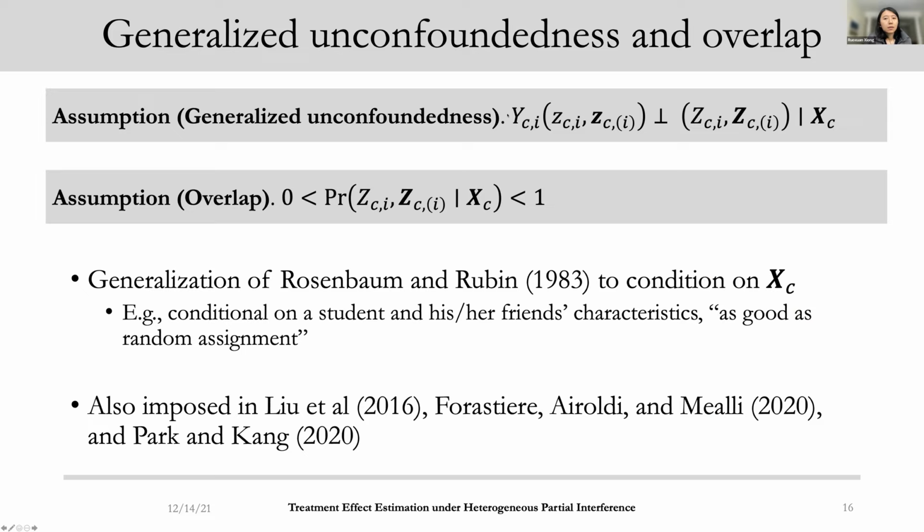but does not depend on the students he or she does not know. For identification purposes, we impose unconfoundedness and overlap assumptions. These two assumptions are analogous to the standard unconfoundedness and overlap assumptions, but are generalized to the setting with interference. They are defined by the treatment assignments and covariates of all units in a cluster. These two assumptions make sense under the partial interference assumption, where a unit only interferes with the other units within a cluster, but not the units across clusters. These two assumptions are also imposed in a number of recent papers in observational studies with interference.